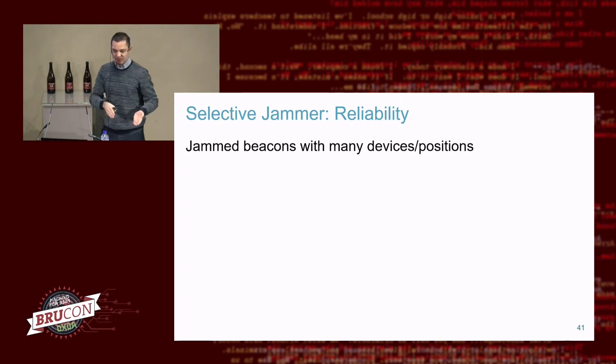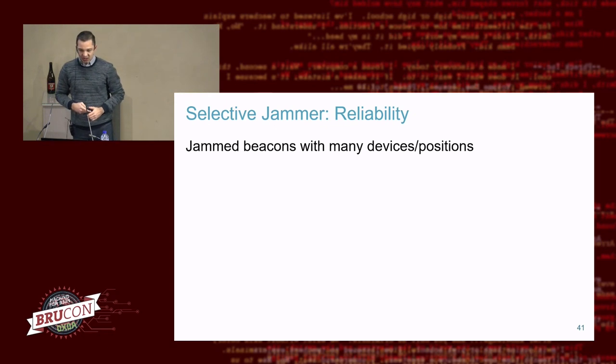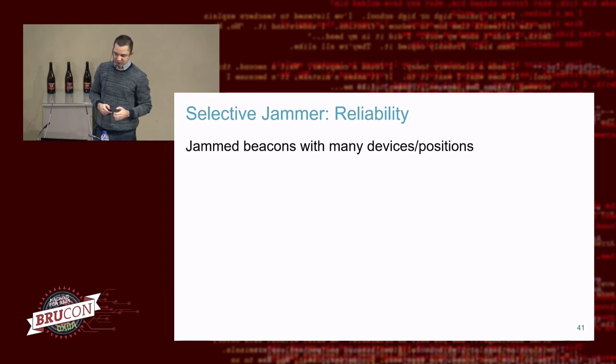So we did some experiments with this attack in practice. We jammed some beacons under several locations and positions. Our goal was to see how reliable a selective jammer that works like this is. To determine how reliable it is, we essentially want to know how fast it can react to a packet. Because if it can react very fast, we can even selectively jam short packets. But if it's too slow, then maybe we're not able to jam packets at all.